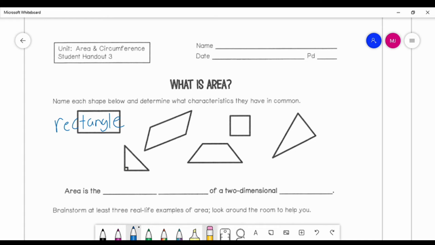Who knows what this one is? Rhombus? Trapezoid? Nope. Equilateral. Let's go. Parallelogram. There you go, Shay. Parallelogram.